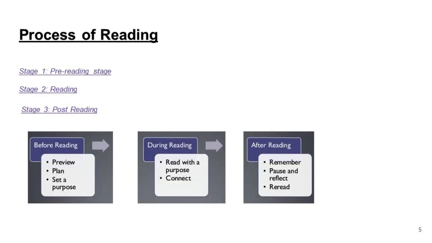Process of reading. The reading process comprises mainly three stages: the pre-reading stage, the reading stage, and lastly the post-reading stage. The pre-reading stage is the stage before we start reading. Here we make a plan or set a purpose for what we are going to read. The students prepare themselves to read. They may decide or be told why they are going to read a piece of text. They may use their background knowledge to make predictions of what the text is going to be about.